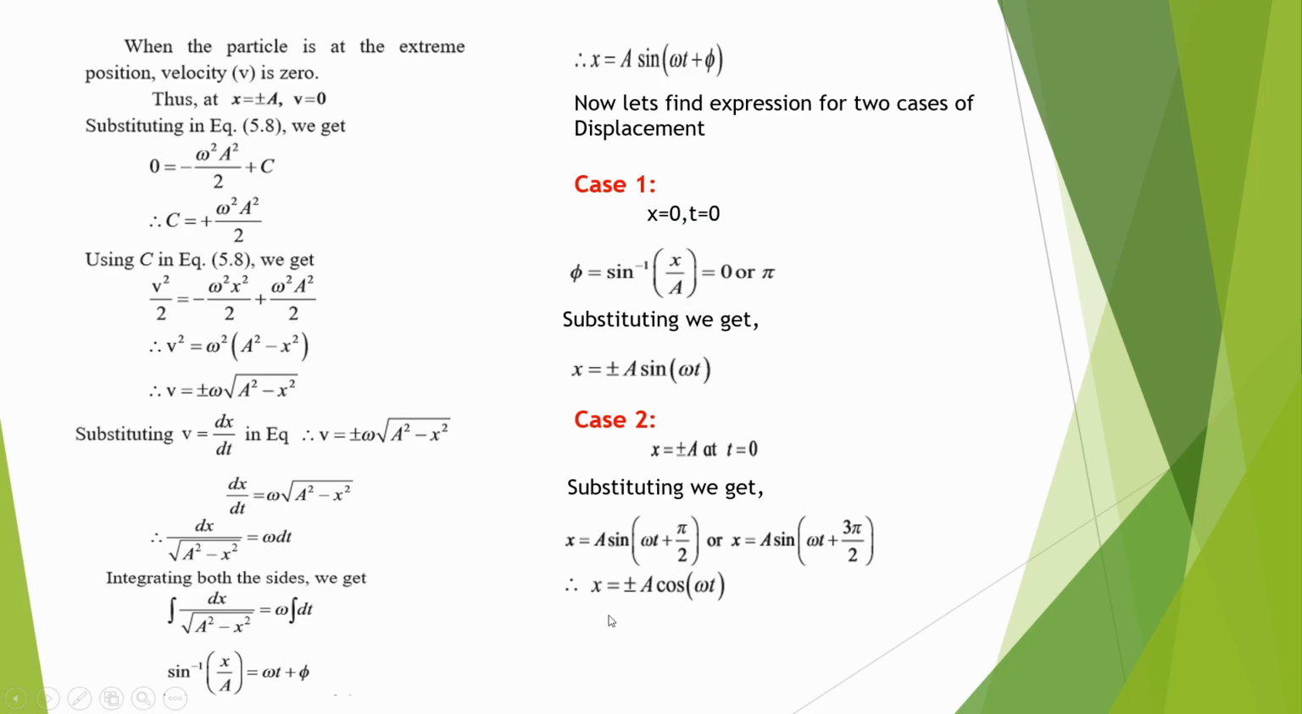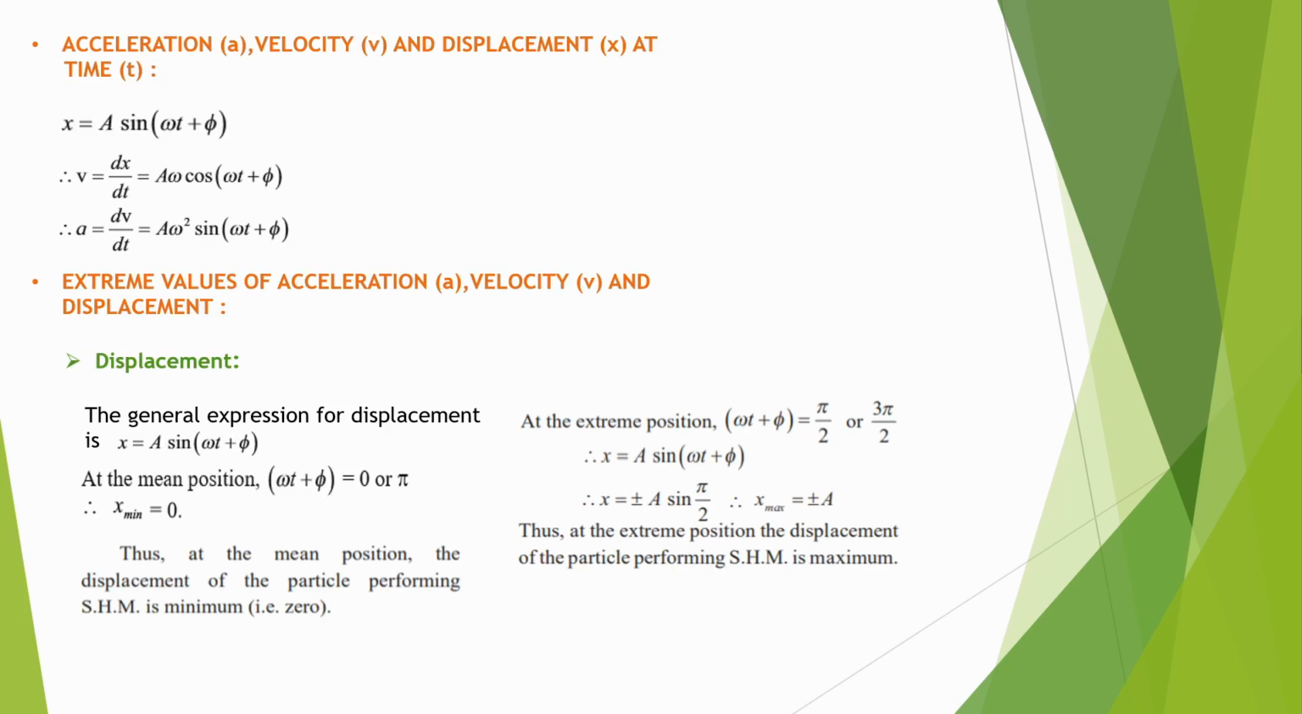Then next point. Let us see again the expression for displacement, velocity and acceleration at time t. What is the general formula for displacement? Its formula is x equal to a sin omega t plus phi. Then find out velocity. What is the velocity? That is the rate of change of displacement with time. What is its differentiation? That is a omega cos omega t plus phi.